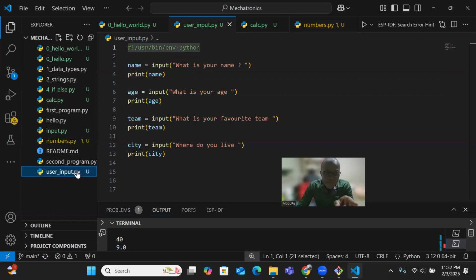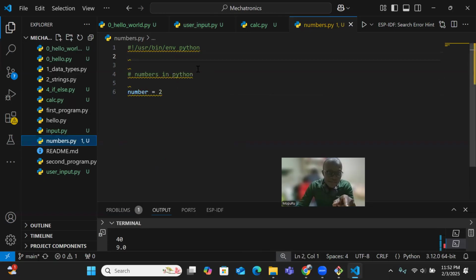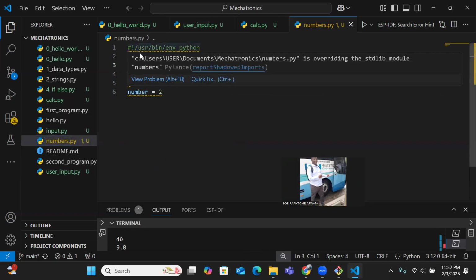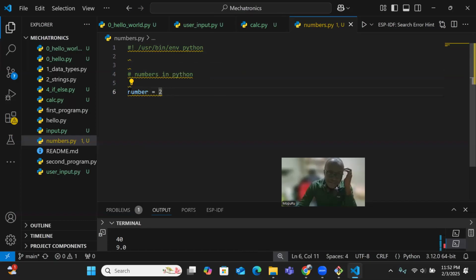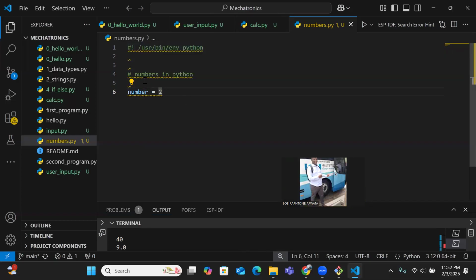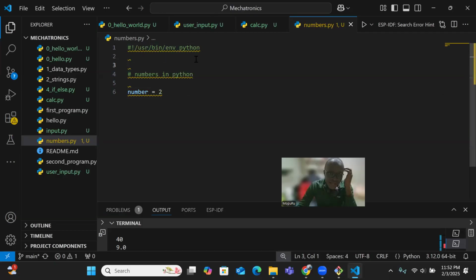Where were you talking about being green? Numbers.py. This line, you see it's green. And then this other one is blue. So the difference is this one is a comment. This one, which starts with hash, is a comment.